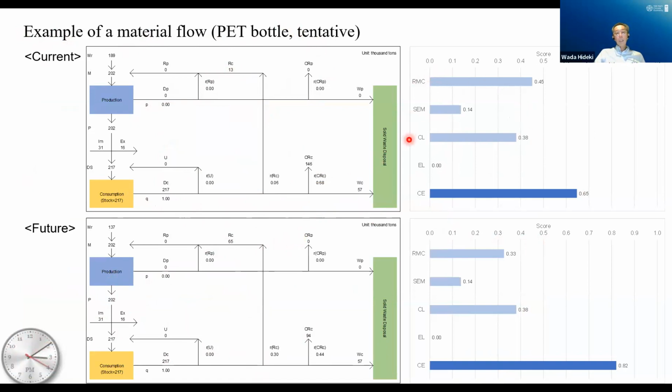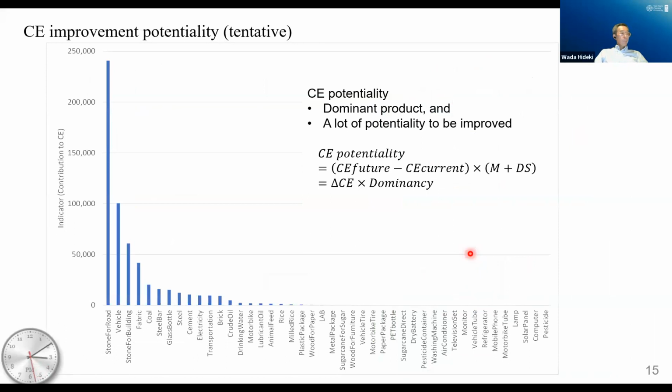Then the indicators can be improved from like this to like this. And the circular economy improvement potentiality defined by this can be calculated for all products. I ordered them in accordance with the circular potentiality defined like this. The top one is stone, followed by the second one, vehicle. And surprisingly, the fourth one was public. Those are very easy to challenge and to improve.